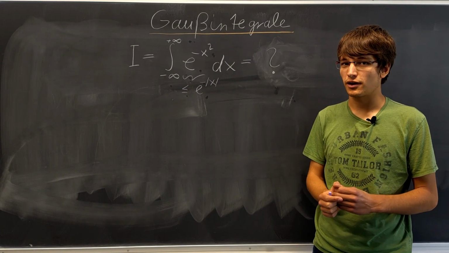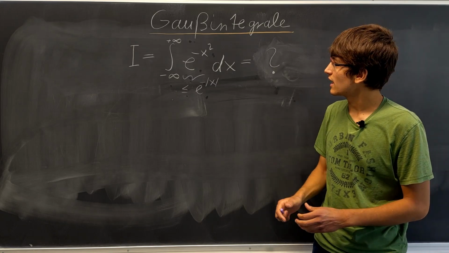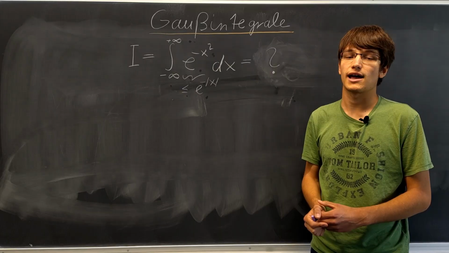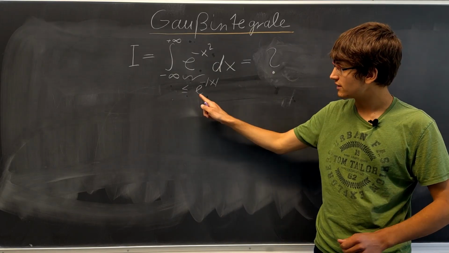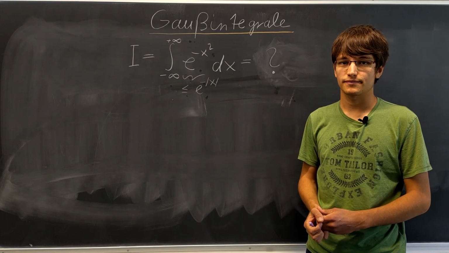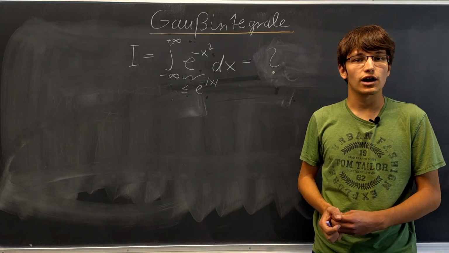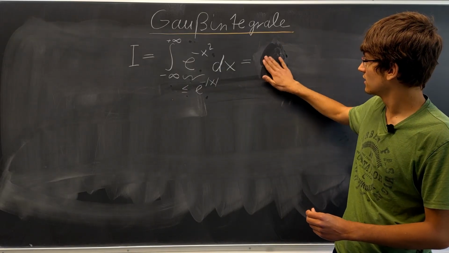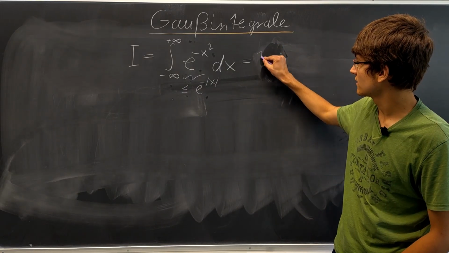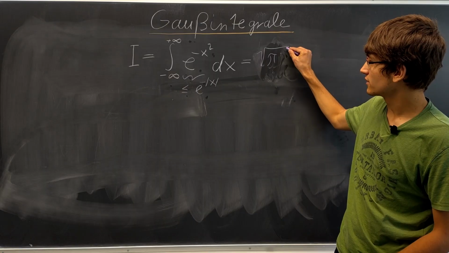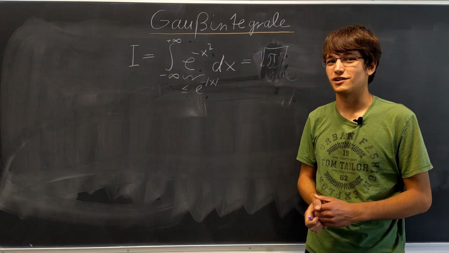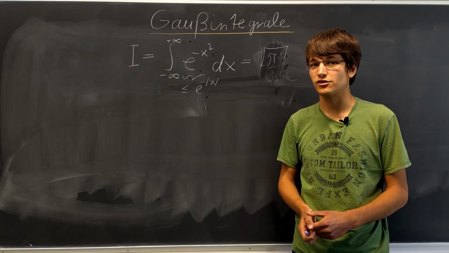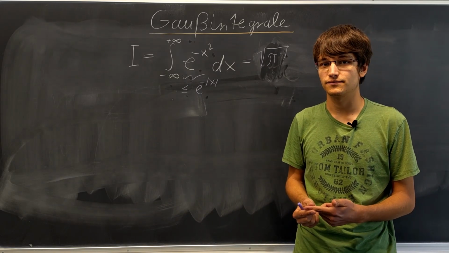We know that this integral is converging because e to the power of minus x squared is smaller than e to the power of minus absolute value of x, and we know that this integral is converging. So we know I equals a real number, and let me spoil you. This real number is square root pi, which is super surprising because this integral has no connection to pi or any circle.